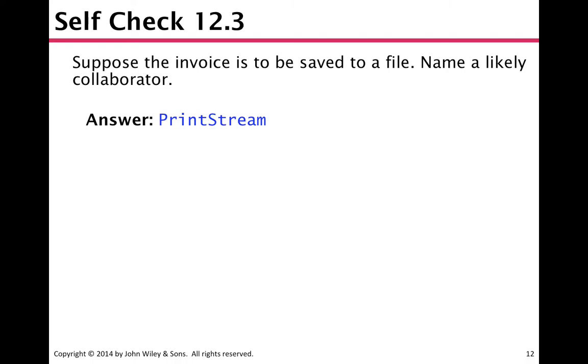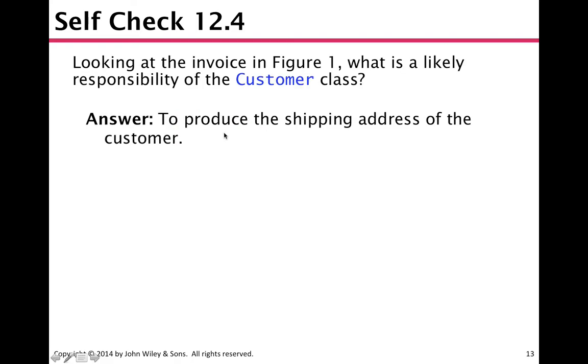Suppose the invoice is to be saved into a file. What would be the collaborator in saving a file? We need to use a print stream object to actually save into a disk file. Another self-check. Looking at the invoice, what is the likely responsibility of a customer class? The customer class is responsible for producing the shipping address.